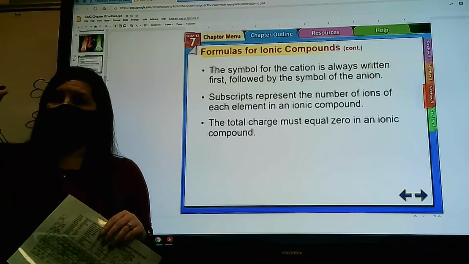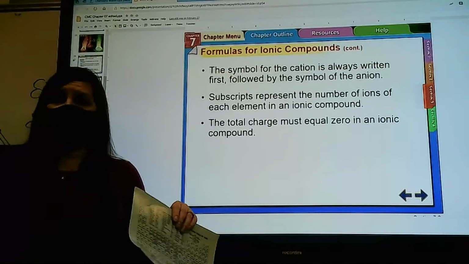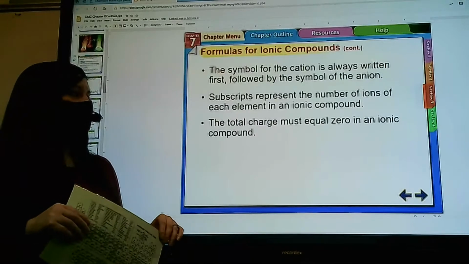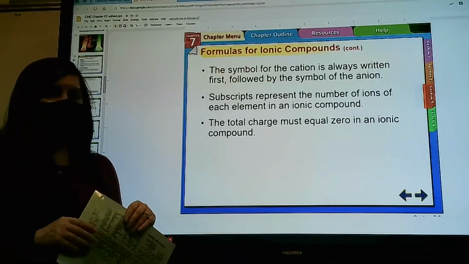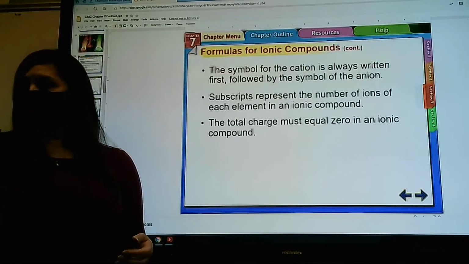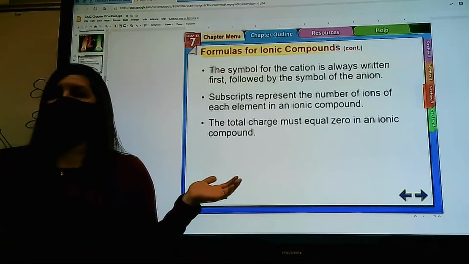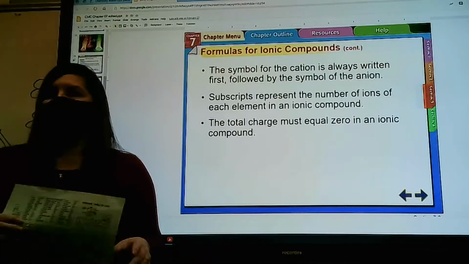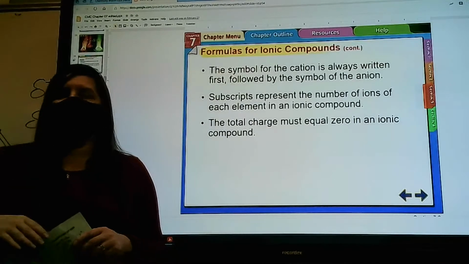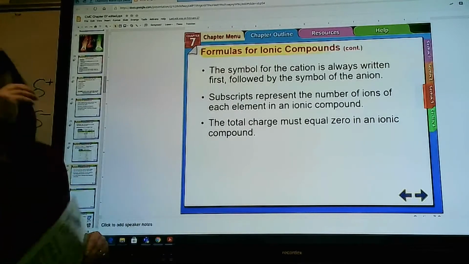We use subscripts, which are numbers that need to be smaller and at the bottom. You are not supposed to write them the same size as the regular letters. These subscripts will tell you the number of ions that you have in that ionic compound. And the whole goal, just as you had said earlier, Tristan, is that the total charge needs to be equal to 0 for the entire compound. So the whole reason we're doing this is to balance out our charges, and that's why those subscripts are there. But we have a shortcut way of doing this.